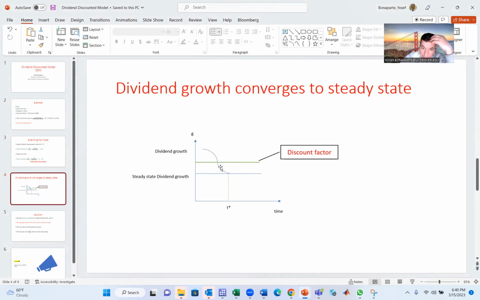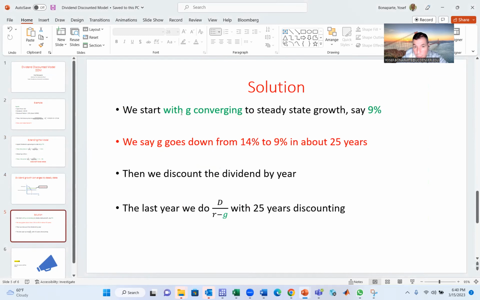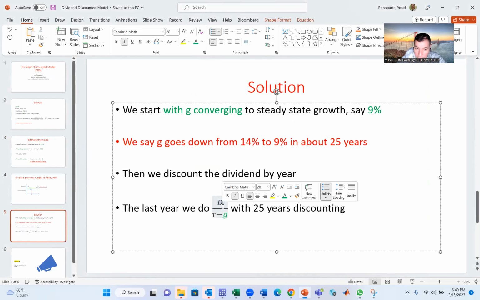But before that, from 0 to T star, there is a dividend that I need to calculate. So the solution is we start with converting to steady-state growth, say 9%. For example, if the dividend now is 14 and we convert to the steady state of 9, then it takes 25 years. Then after 25 years, we're going to use this formula, D divided by R minus G.